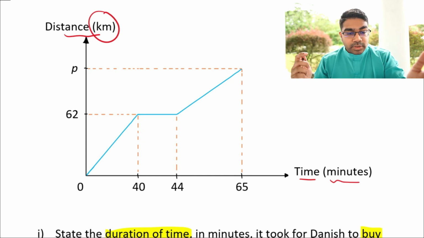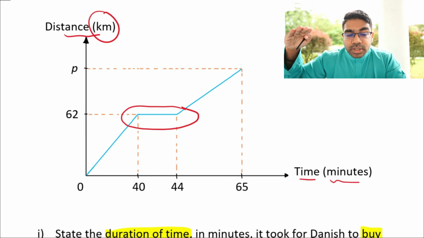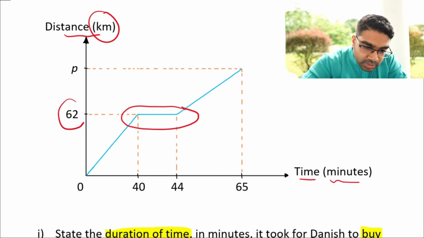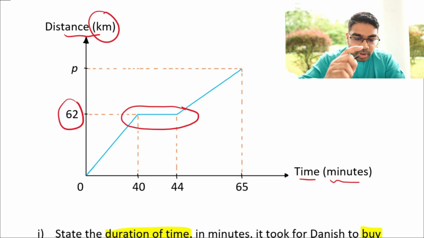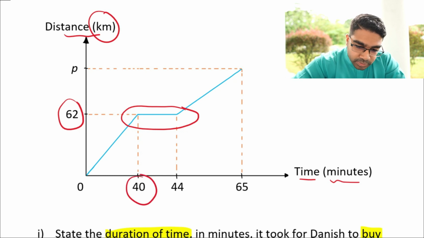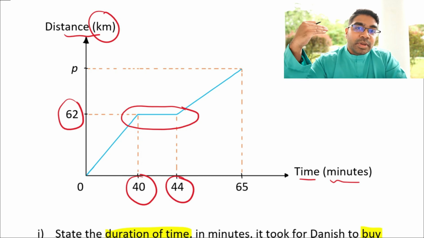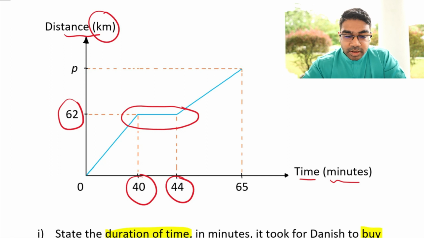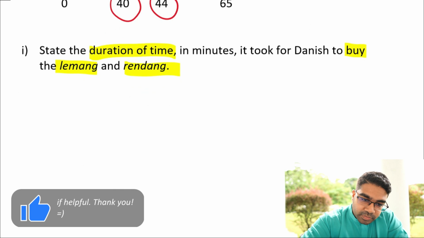And how is that reflected on the graph? You will see that here we have a horizontal line where the distance is not changing from 62. It is maintained at 62 from the 40th minute to the 44th minute. So this is the time during which he is not moving. And this is the time he took to buy the lemang and the rendang.